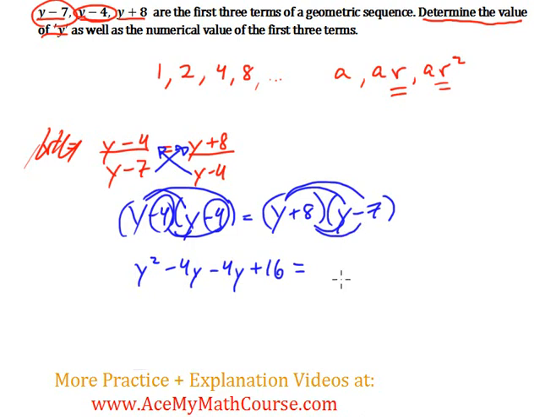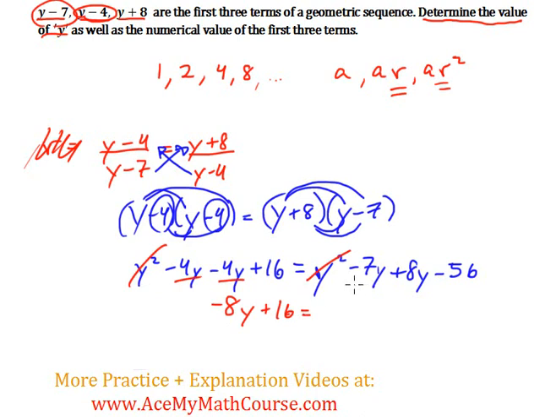now of course I can distribute this as well. Y times y is y squared again. Y times negative 7, negative 7y. 8 times y, 8y. And finally 8 times negative 7, negative 56. Fantastic. So now let's combine like terms. First, let's subtract a y squared from both sides. These are just going to cancel out. Negative 4y minus negative 4y is negative 8y, plus 16 equals negative 7y plus 8y is just 1y, so just write y minus 56.